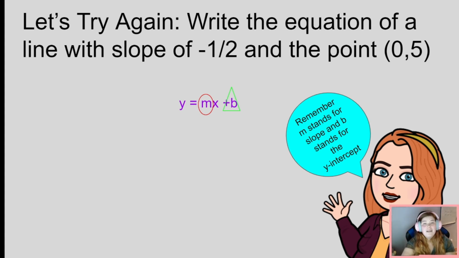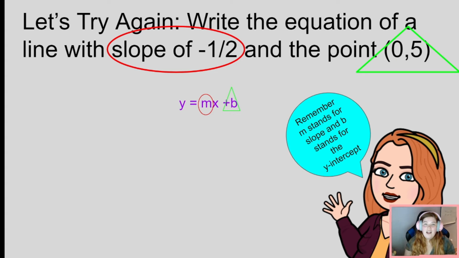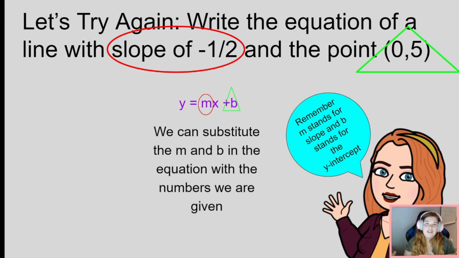So I'm going to go back and read my problem and circle and highlight the important information. It says, write the equation of a line with slope of negative 1/2. There's my first information. Slope of negative 1/2 and the point (0, 5). So that (0, 5) is also important. So I have a slope of negative 1/2 and the point (0, 5). And I'm going to replace or substitute the m and the b value in that equation with the numbers I'm given. So I ask you to really quickly think about, what do you think this answer is going to look like?